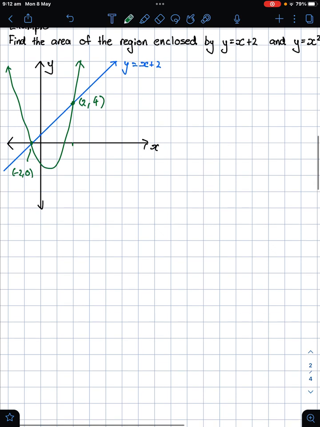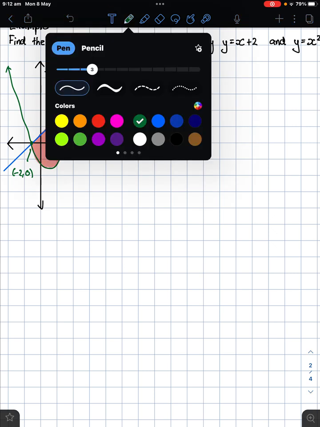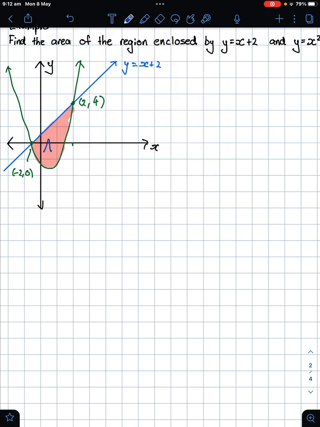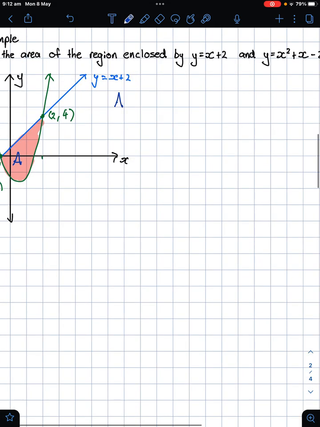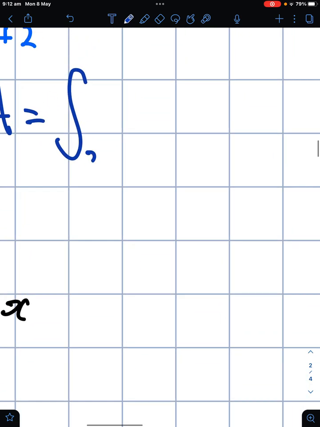So we've used our graphics calculator, we've got our areas. We now are going to be calculating the area in here. So let's give it a label of A. And so we're finding area equals the integral from x equals a to b.